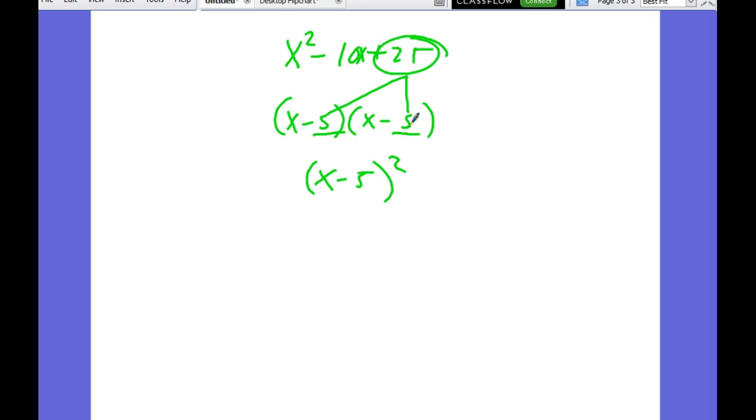So if you take the middle number, like let's do this one again, right? What's half of the middle number? 3. What do you get if you do 3 times 3? That would be a perfect square trinomial. Okay? So we're going to do one like that. Let me pause. I'll get it.